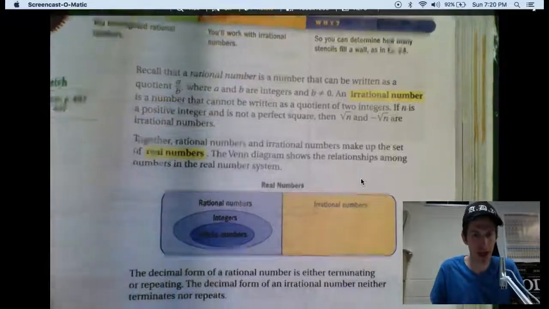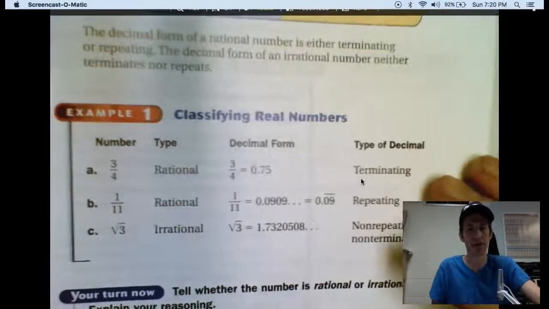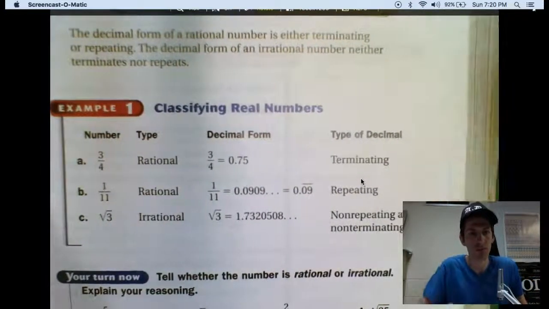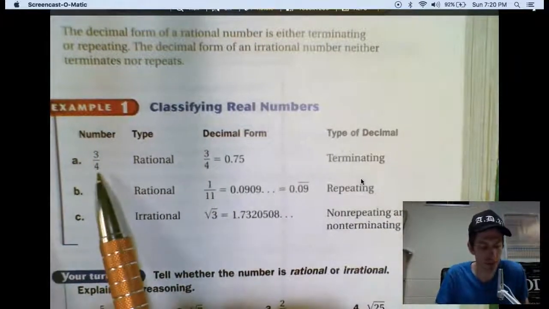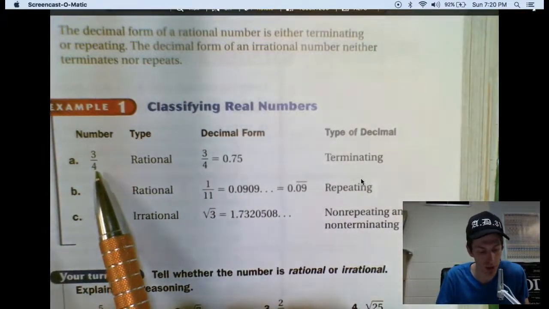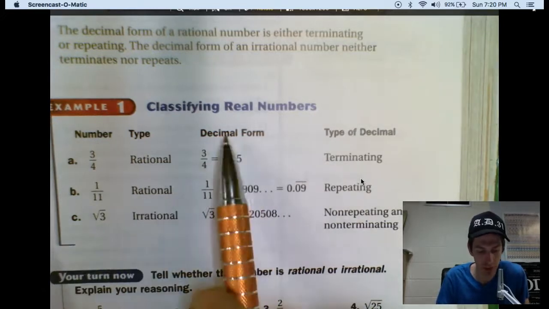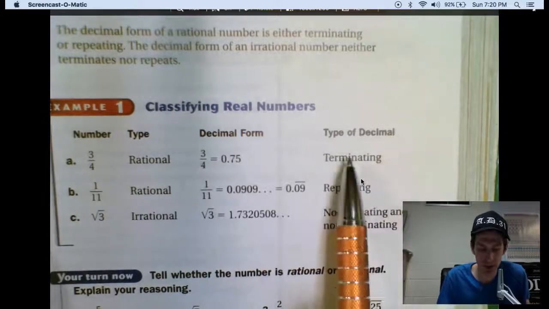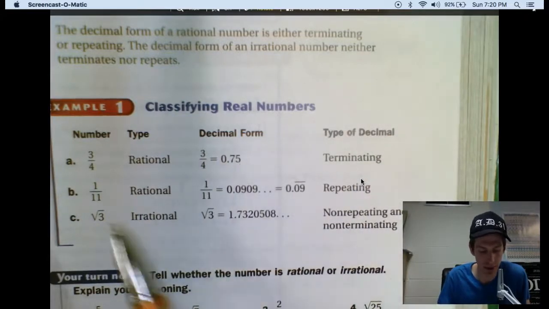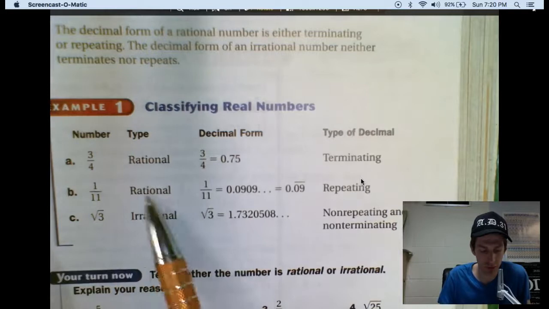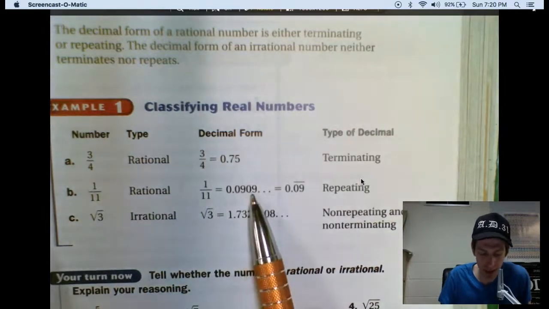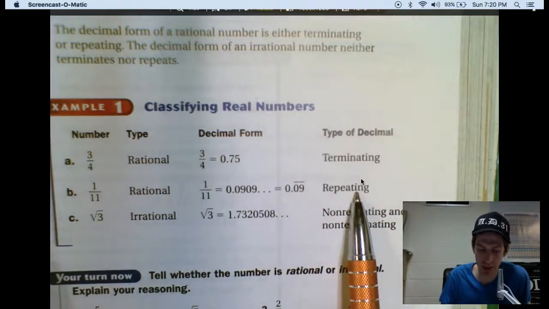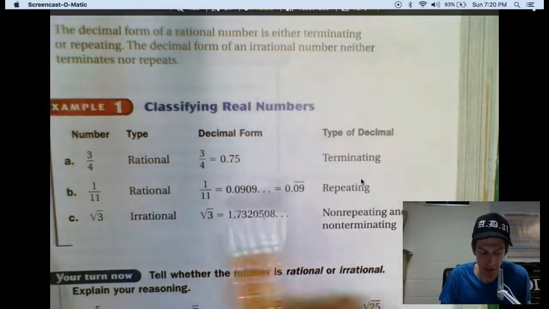So, let's see what they got. I'm going to move the camera here for you. Classifying real numbers. So here's the number they have for you. Is that rational or irrational? Well, it's a fraction, so rational. What's the decimal form? What's the type of decimal? It's terminating. It ends. 1 over 11 is rational because it's a fraction. It has a pattern, and we call that a repeating decimal. It's still rational though.